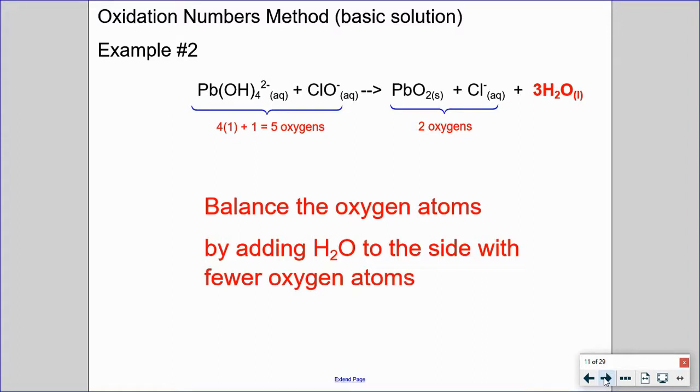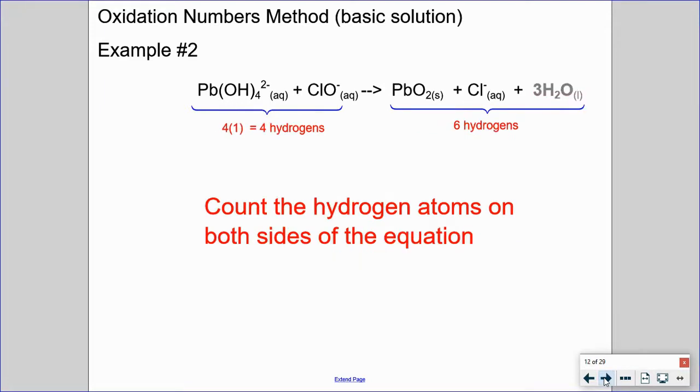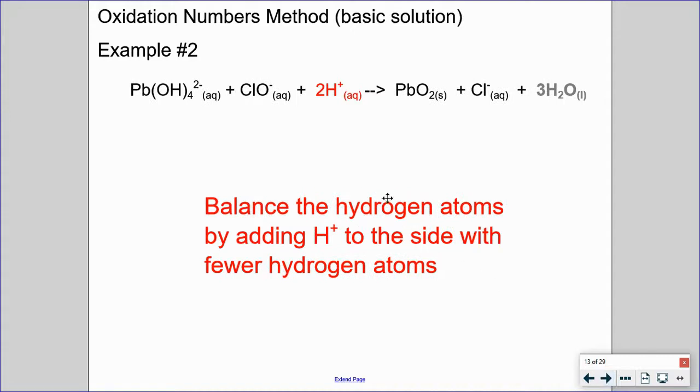So now we have too many hydrogen atoms on the right-hand side. We're going to count that just to make sure. We have 6 hydrogens on the right-hand side and 4 oxygens on the left-hand side because of this hydroxide. So we are short 2 hydrogens on the left. We're going to add 2 hydrogen ions on the left to balance out the hydrogens.